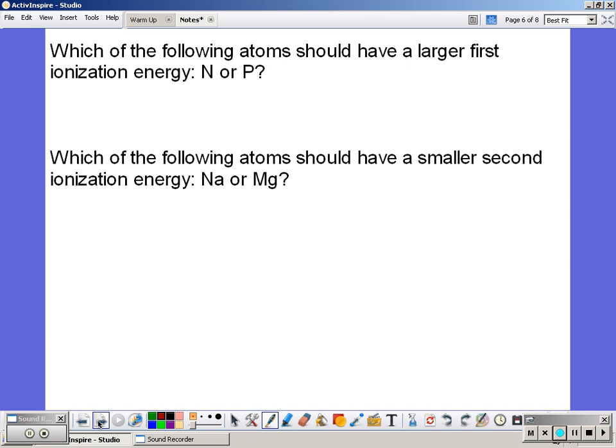So which of the following atoms would have the larger first ionization energy, nitrogen or phosphorus? Nitrogen would require more energy to remove its valence electron because it's a smaller atom. So that valence electron is closer to the nucleus and is held strongly by the attractive forces. Which of the following atoms would have a smaller second ionization energy? Well, magnesium would have a smaller second ionization energy because sodium only has 1 valence electron. So the second electron being removed would be a core electron, requiring greater energy.